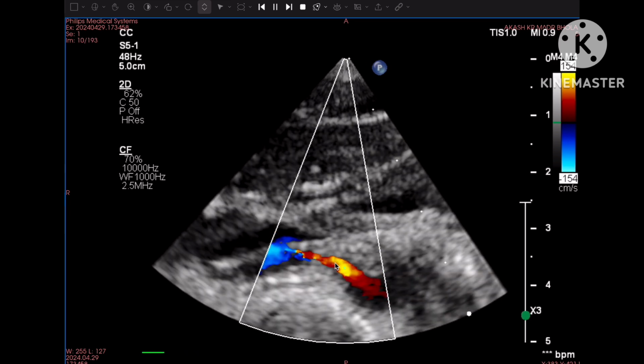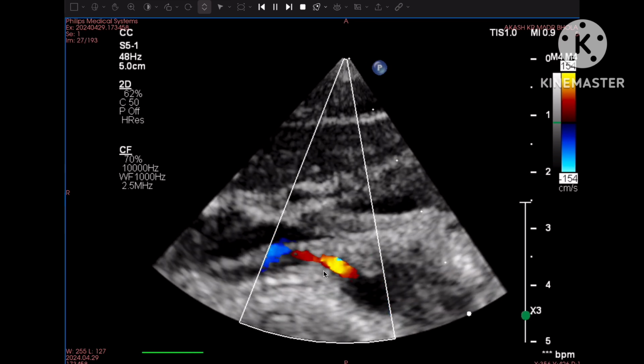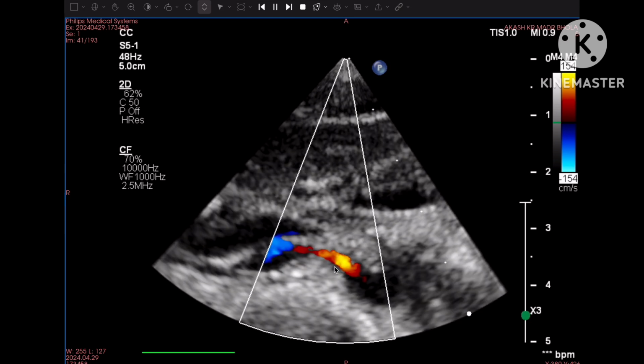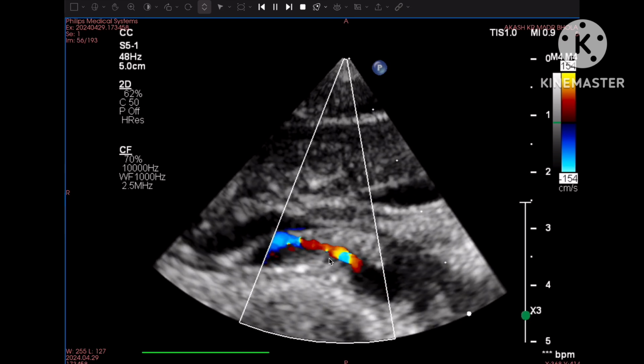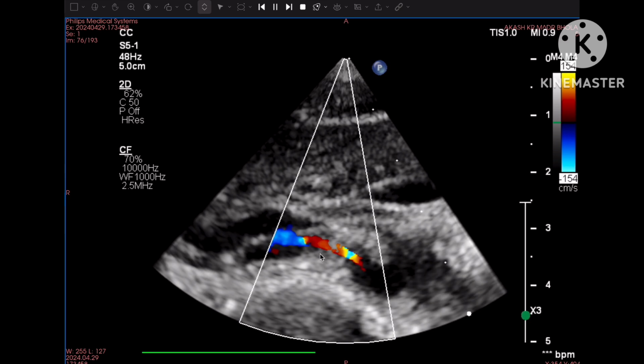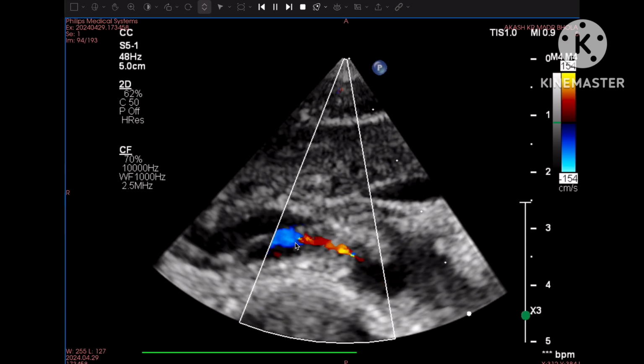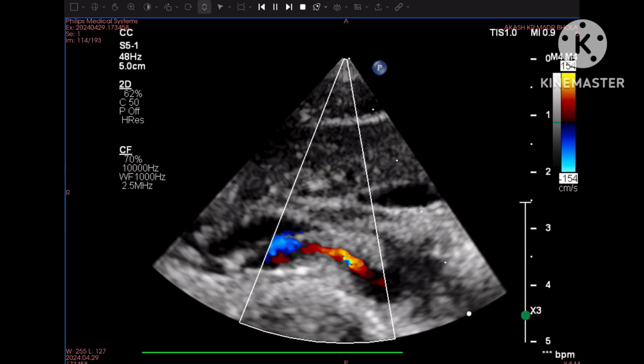This is the ostial portion, this is the proximal portion. If you divide the renal artery into ostial, proximal, mid and distal, then it will be the proximal part. The proximal to mid part has the highest obstruction.